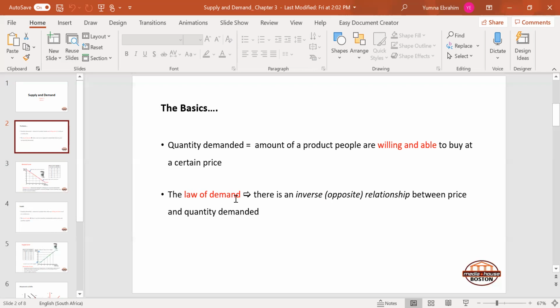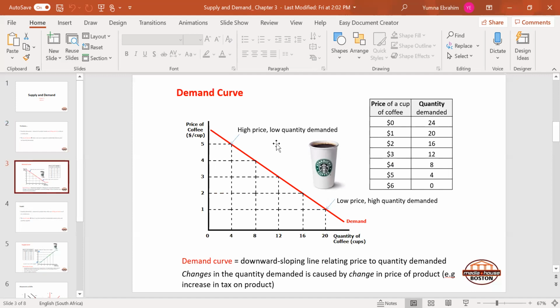So we say that the law of demand means that there's an inverse relationship between price and quantity demanded. What we mean here is that as the price of a good drops, the amount people buy increases. And that's exactly how we derive the demand curve.